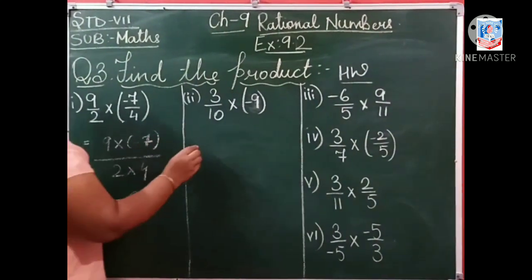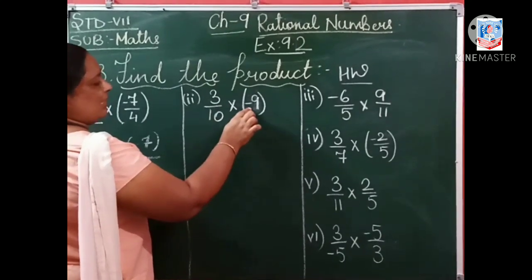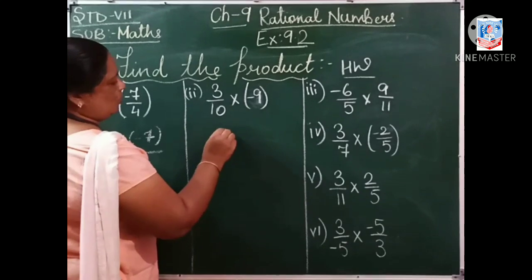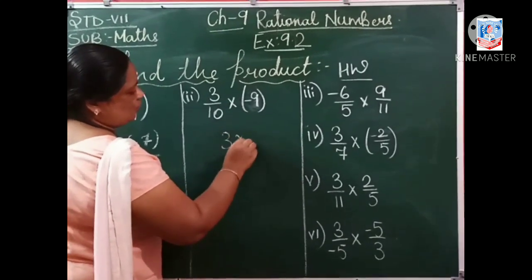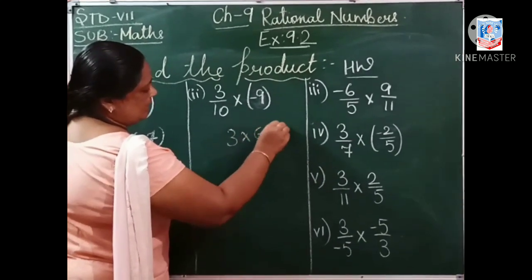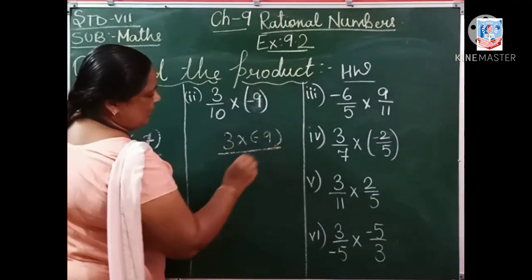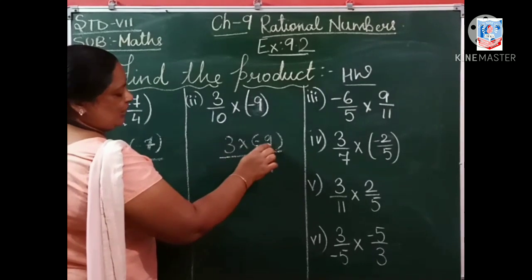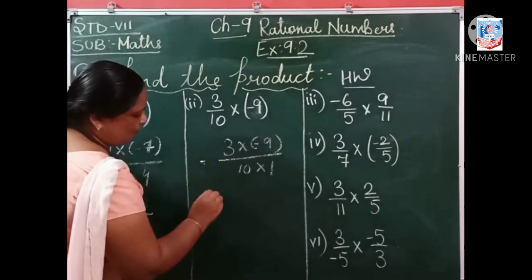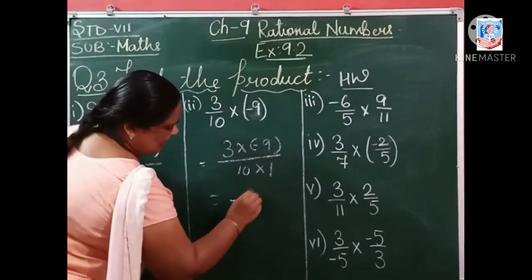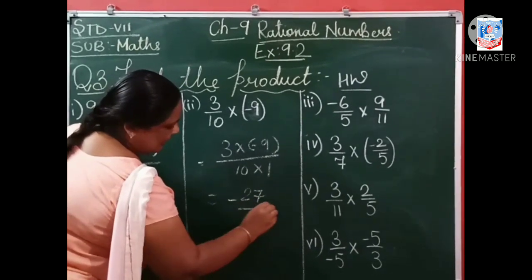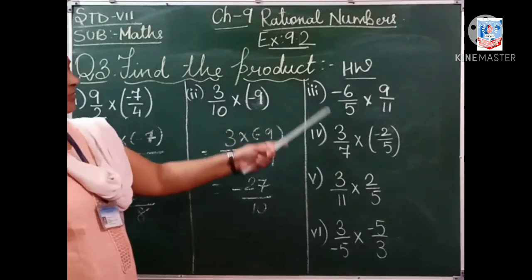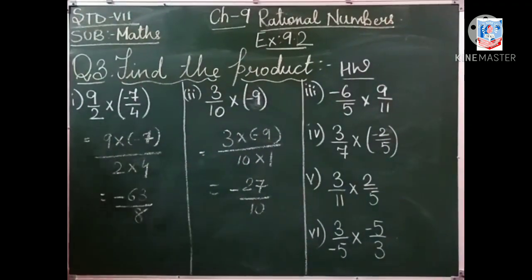Next, 3 into minus 9 by 10. Now see minus 9, if no denominator is there, then it is 1. Okay. 3 into minus 9 divided by 10 into 1. 3 into 9 is equal to 27, so minus 27 by 10. Now this is your homework.